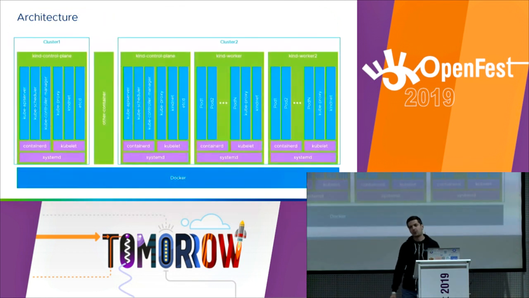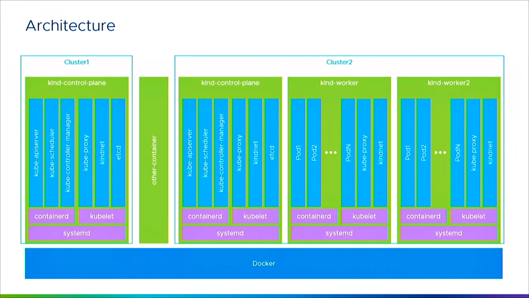Now, how does this work? You can see here that we start with Docker at the base, and we have various containers here. In this case, we have a couple of clusters. The first cluster is a single node cluster. Whenever you run kind create cluster, you get a cluster like this one, a single node cluster. The green box is a container itself, and inside of it we have the usual systemd, containerd, and kubelet.